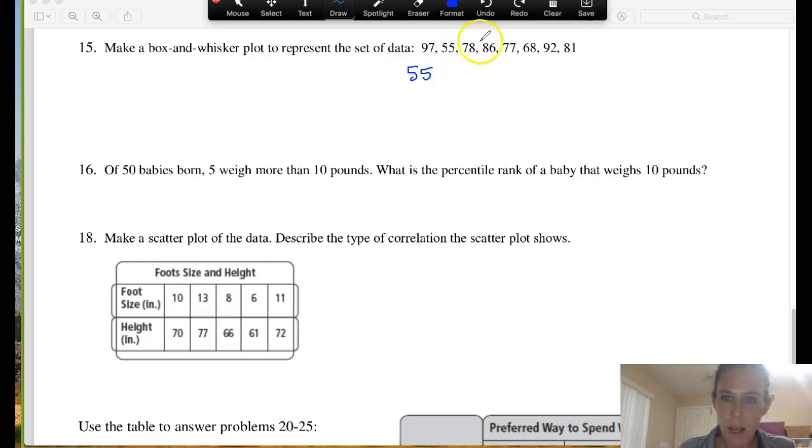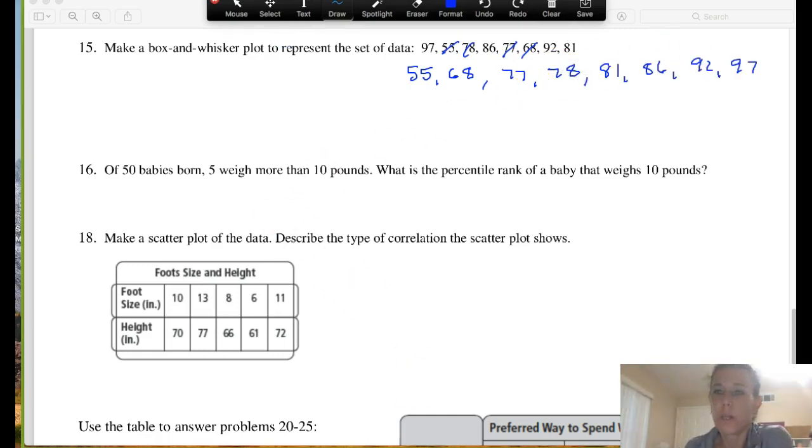We'll go 55 and then, let's see, 68. And this is really boring. 78, it looks like is, nope, 77 is next. Then 78. And I'm going to pause it and finish this. All right, here's my data points written out.